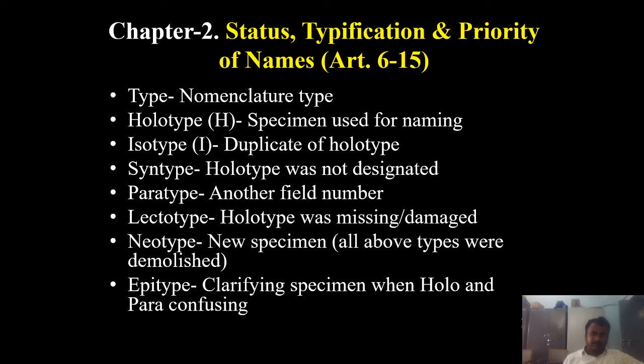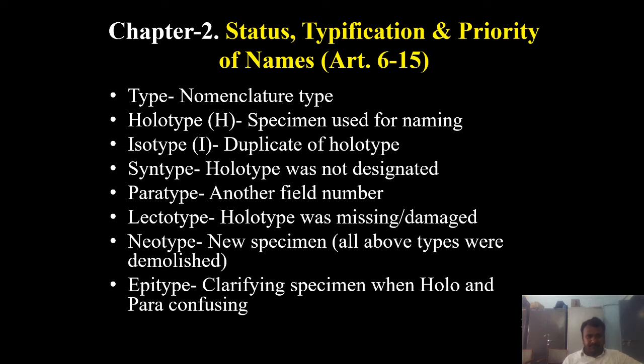First one is holotype. Holotype means the specimen used for the naming by the author. Such specimen is known as holotype. The second one is isotype. That means the duplicates of holotypes are known as isotypes. Syntype. When a holotype is not designated, then other isotypes will be selected as holotype. Then such type is known as syntype.